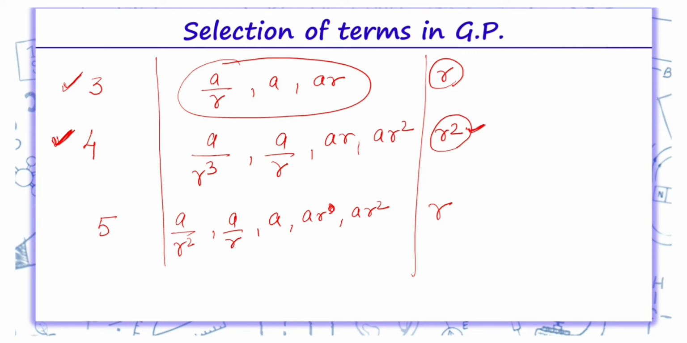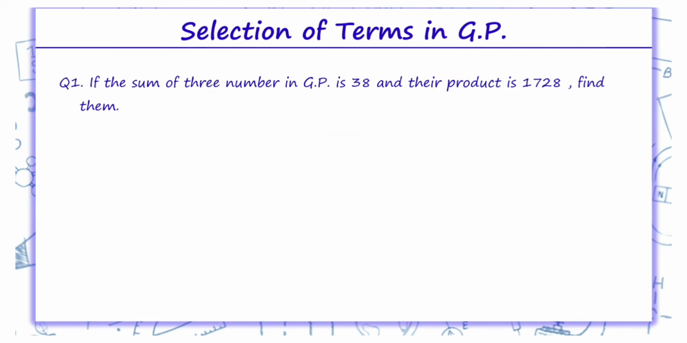Based on this concept, we will be solving some questions. So the first question is, if the sum of 3 numbers in GP is 38 and their product is 1728, we have to find the 3 numbers of the GP.